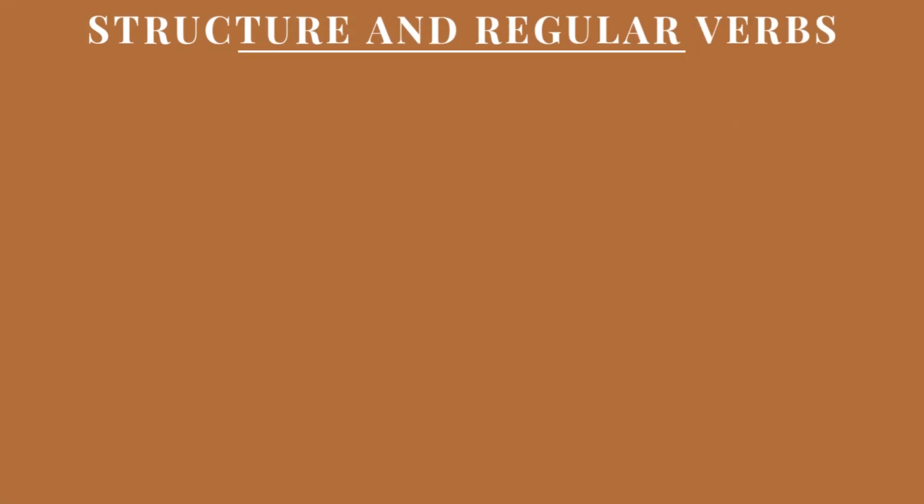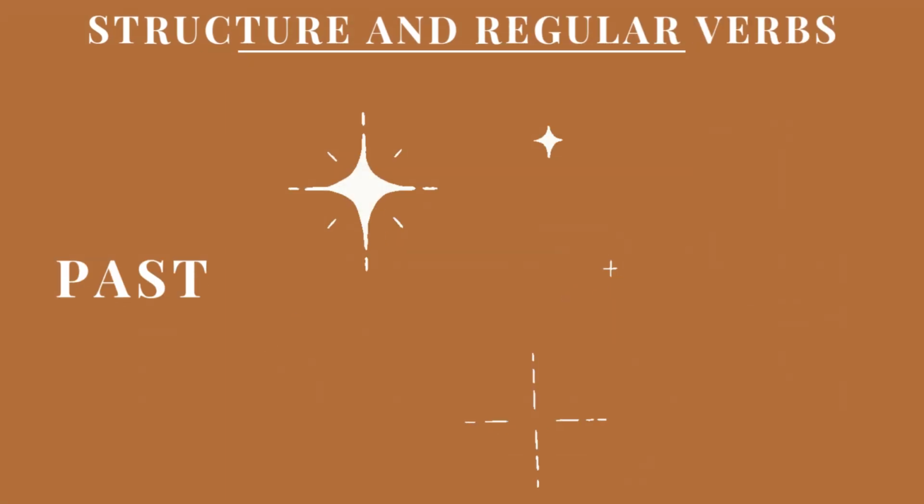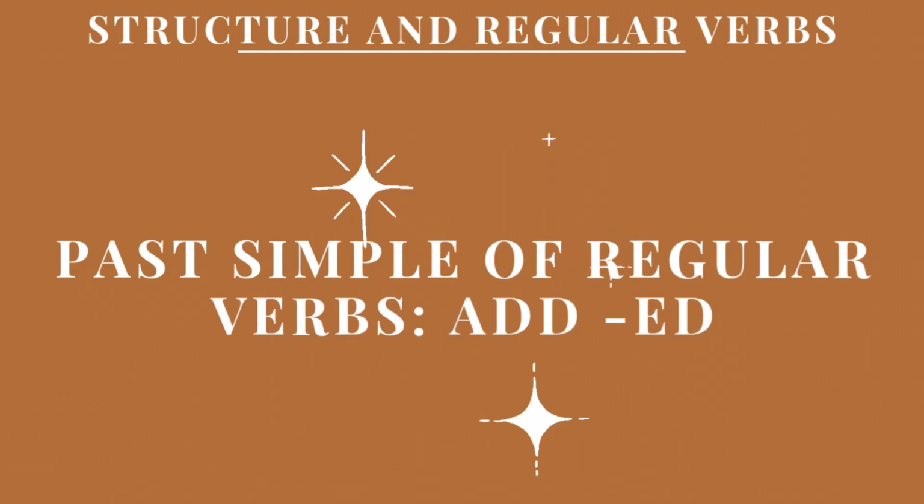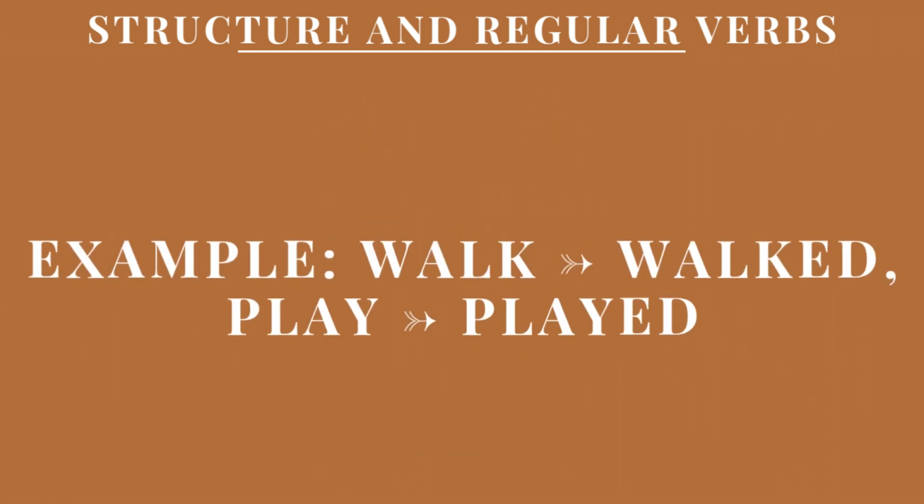Part 1. Structure, irregular verbs. Past simple of regular verbs: add -ed. Example: walk, walked; play, played.